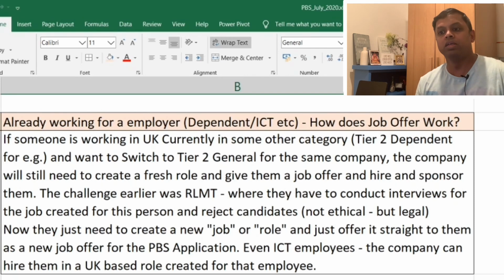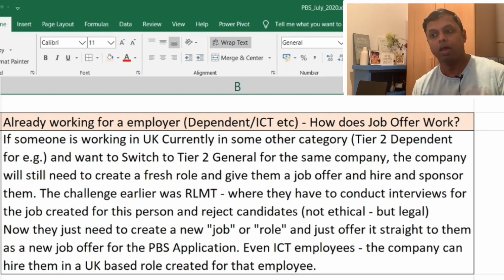So the next point is if you're already working for an employer, like people who have been working for a tier 2 general employer, for example, or tier 2 dependents who have been working in a company and they are willing to sponsor them. Or even the ICT companies, right? They are willing to sponsor a points-based system. And because the RLMT is not there, they are able to easily sponsor.